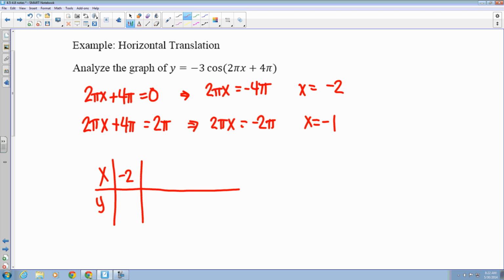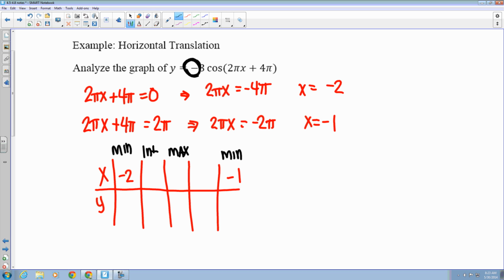Make my 5 key points. And my first point is negative 2, and my last point is negative 1. I also know that this is a cosine graph, so I started at a max and ended at a max. But you have to be really careful here because that's actually not what's going to happen because of this negative. That negative flips everything over. So normally we would start at a max and end at a max, and now instead of being a max, it's going to be a min. So just be really careful when that happens. Which means the middle is going to be a max, and the other two are intercepts.